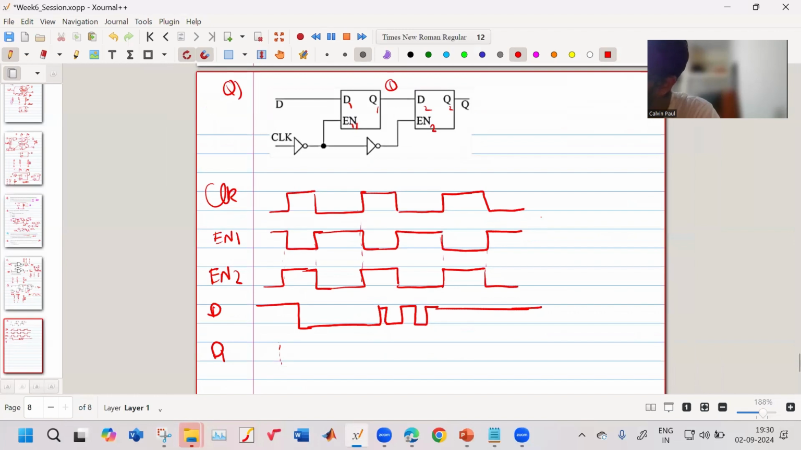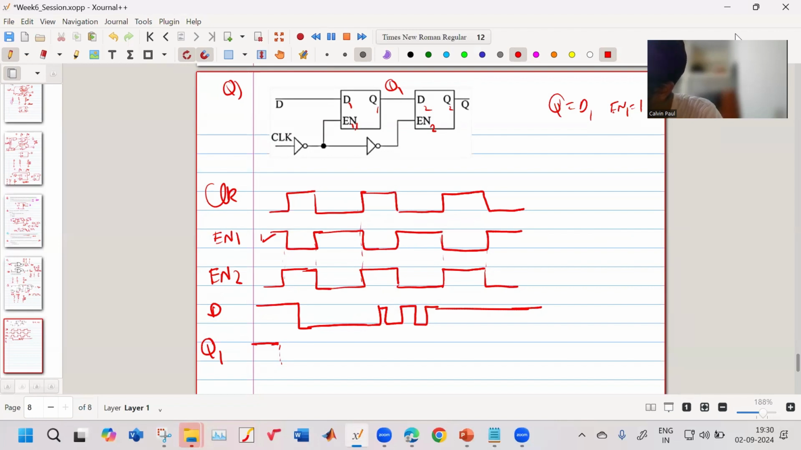So what will be my Q1? My interested thing is Q1. As long as enable 1 is high, my Q1 will be equal to D1 when my enable 1 is equal to 1. So what will I get as my Q1? I will get exactly D.